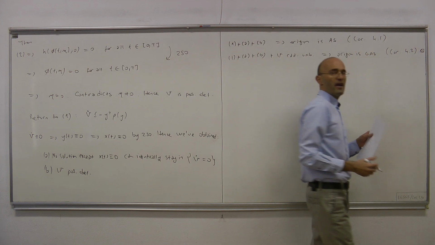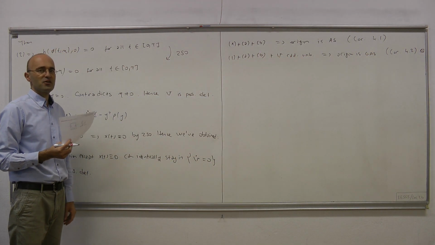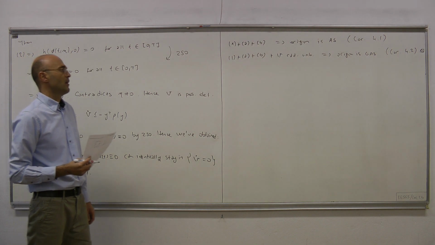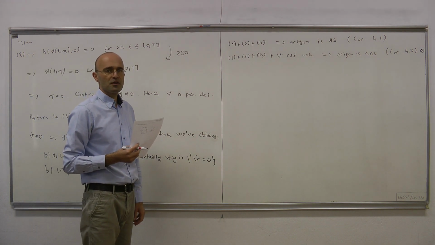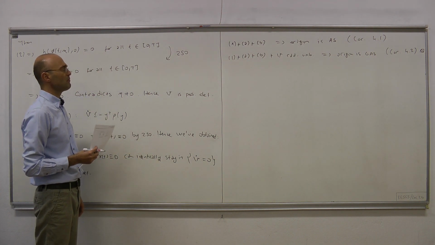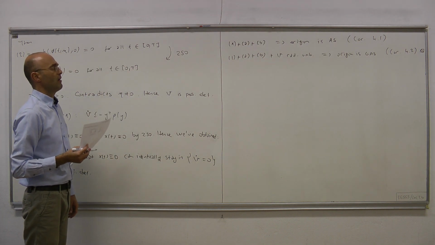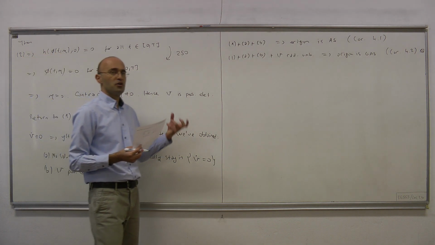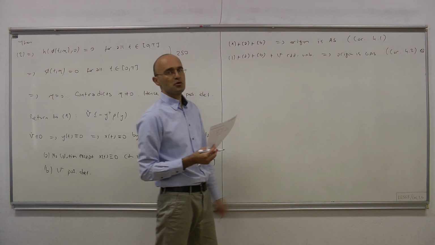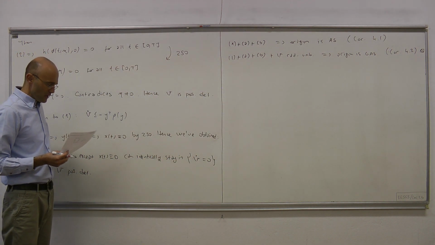Once again, what we have proven is if you have a system that's output strictly passive, then the origin of the unforced system is asymptotically stable if the system is zero-state observable, and also if you have that condition plus a radially unbounded storage function, then the origin has to be globally asymptotically stable.